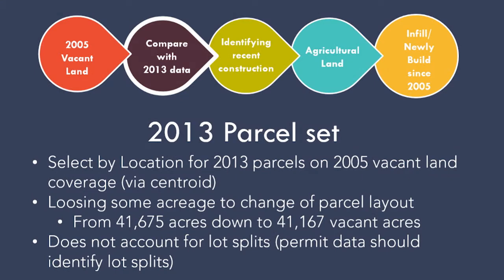So I went ahead. And what do I need to do? I compare it now to my 2013 parcel set. So I did a very simple select by location for the 2013 parcel set on 2005 vacant land, and I did this via centroid. So in my 2013 file, I put in what was vacant in 2005. And amazingly, I only lost like 500 acres.